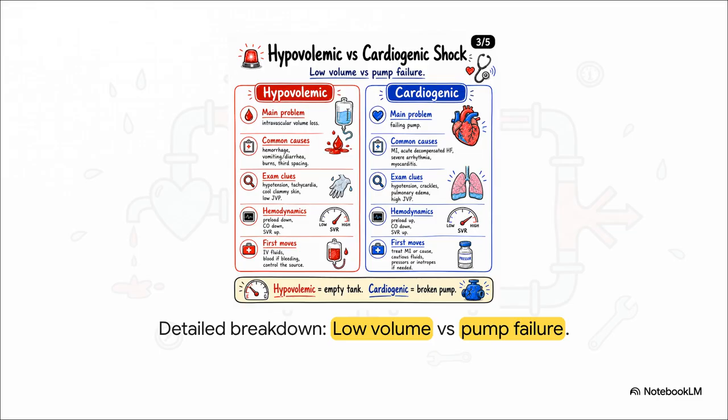But compare that to cardiogenic shock. The main problem is a failing pump. You still have that dangerous low blood pressure, but the clues are totally different. Now you're hearing crackles in the lungs from pulmonary edema, and you're seeing high JVP. The tank is full, but the pump just can't clear it out. So your first moves have to be different. You treat the underlying MI, very carefully manage fluids, and use pressors or inotropes to help that heart squeeze.